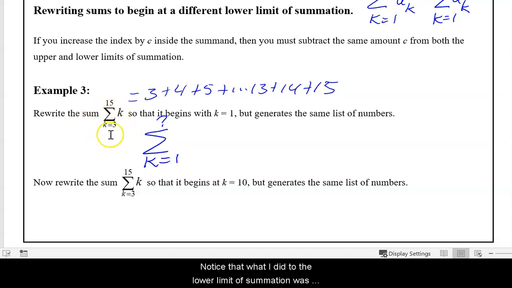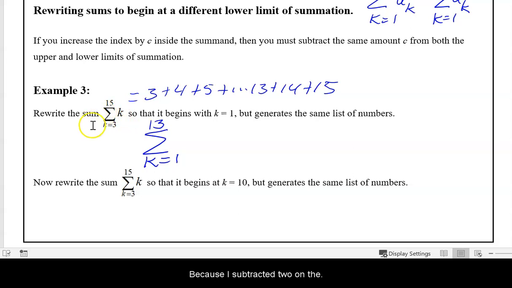Notice that what I did to the lower limit of summation was I subtracted 2. If I'm going to subtract 2 from the lower limit, I should also subtract 2 from the upper limit so that I am using the same number of numbers added together. So since I subtracted 2 from 3, I should also subtract 2 from 15 to stop at 13.